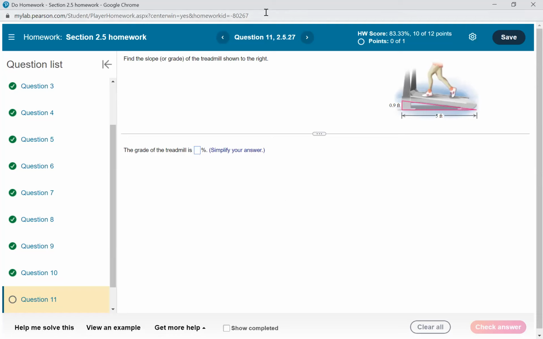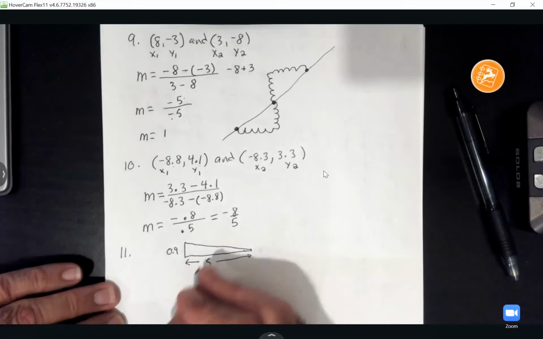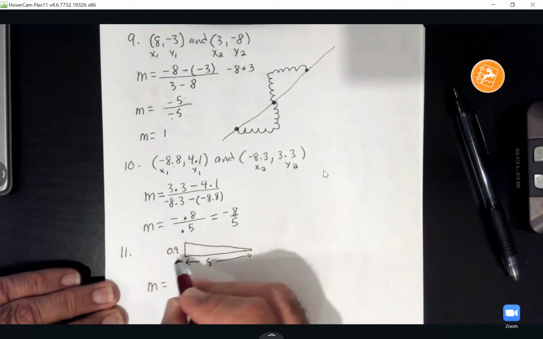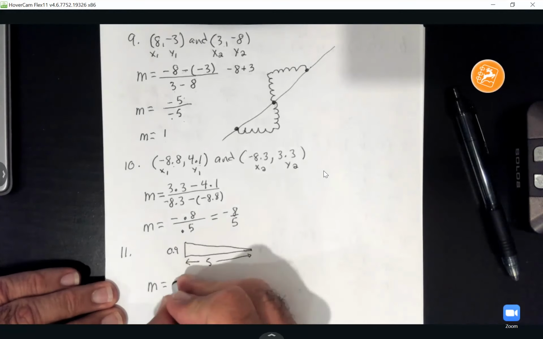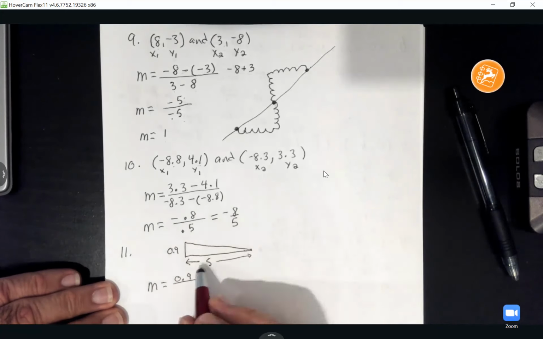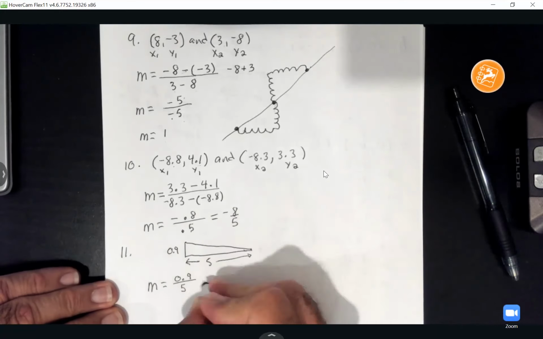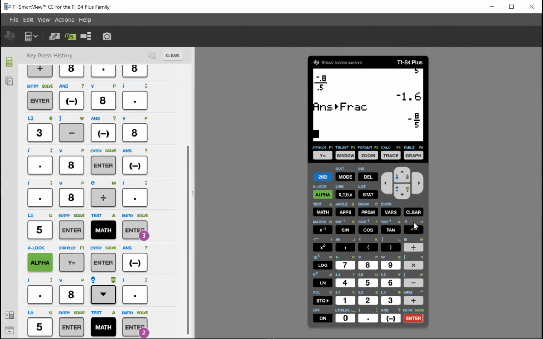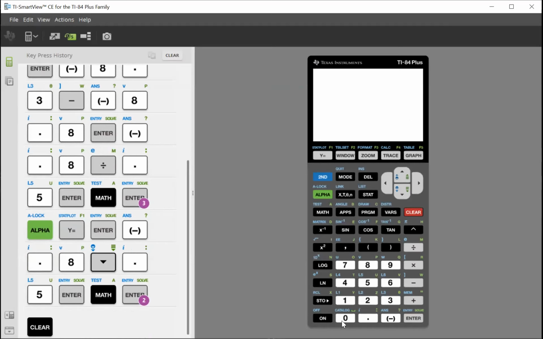So let me work this problem first. So remember, our M is going to be our rise. Well, the rise is the 0.9. So we would put 0.9 divided by the run, which is 5. So y'all, let's see what that equals. We're going to go to the calculator. And I'm going to do 0.9.